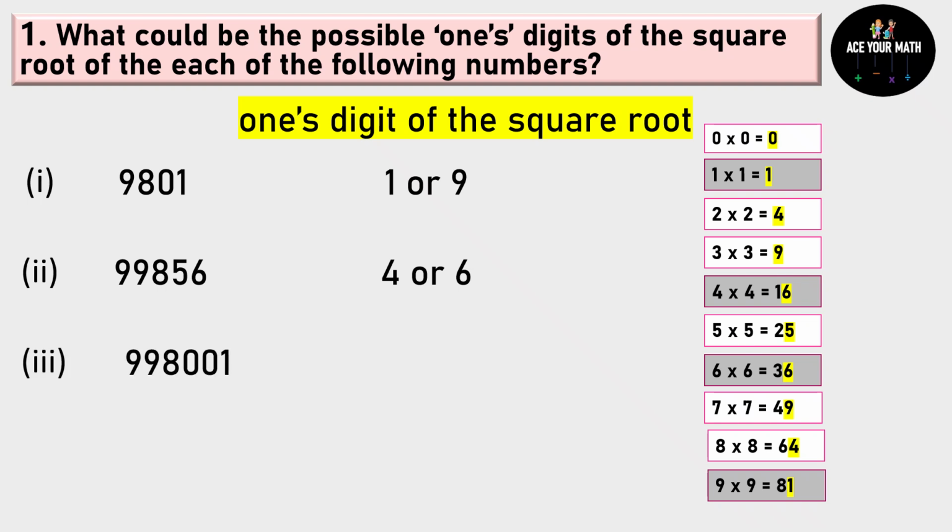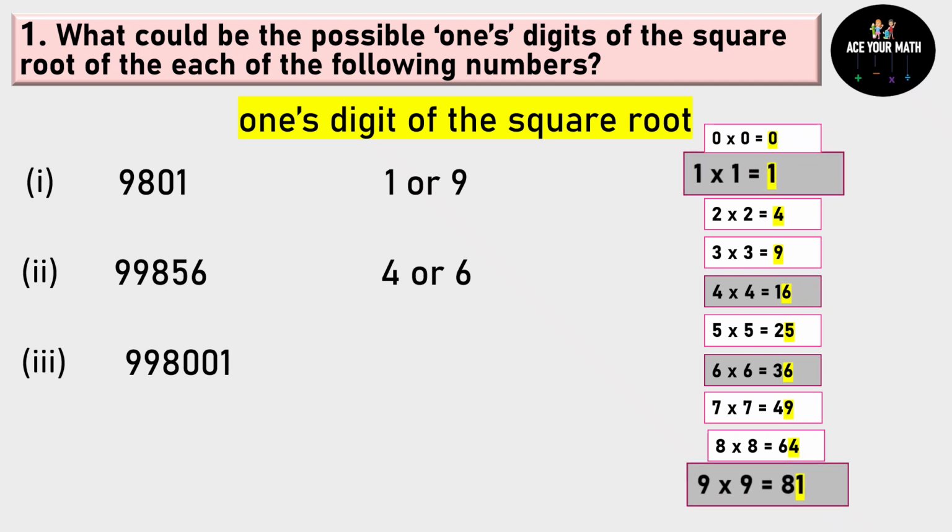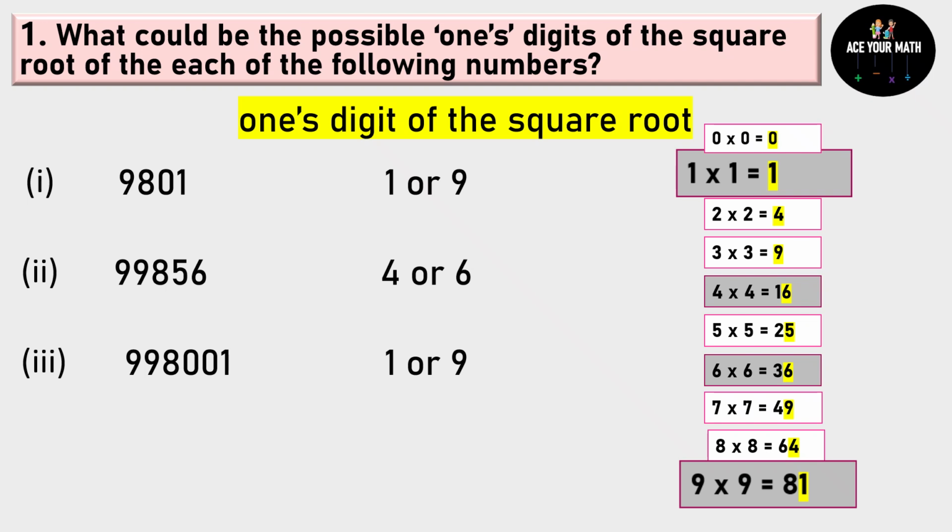Now the third part, it is 998001. Already we have solved part 1. If the number is ending with 1, then what are the possible digits at the unit place? When you take the square of 1 or the square of 9, you get 1 at the unit place. So the answer is 1 or 9.